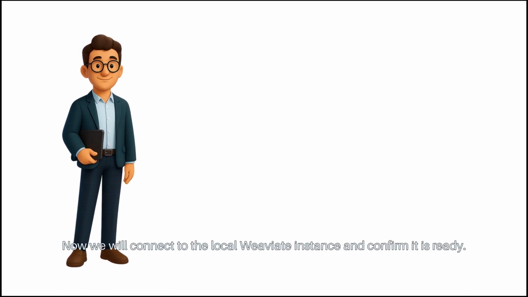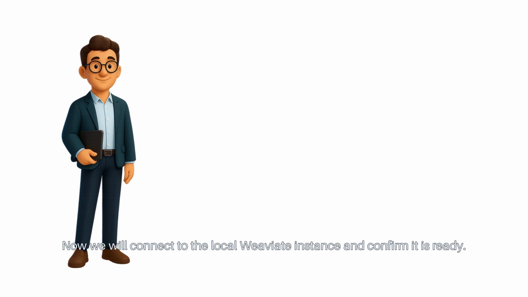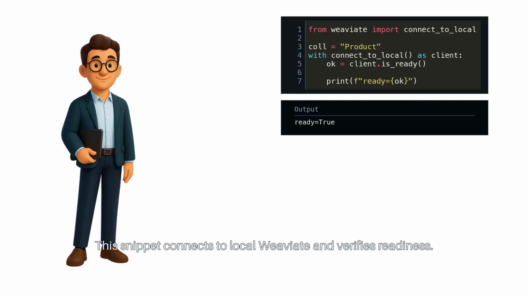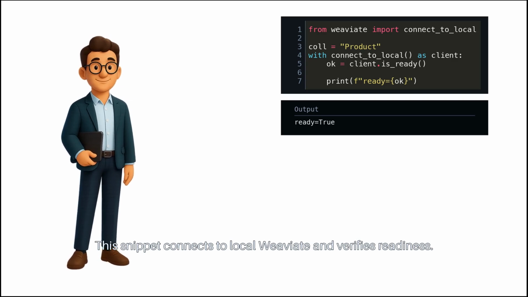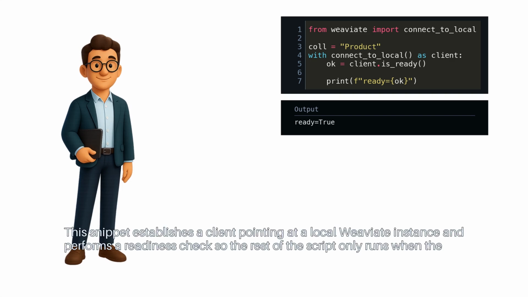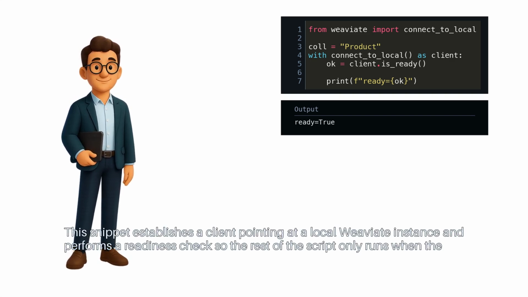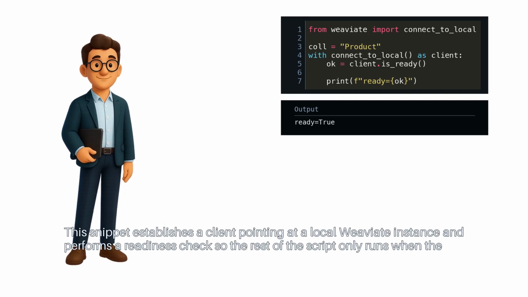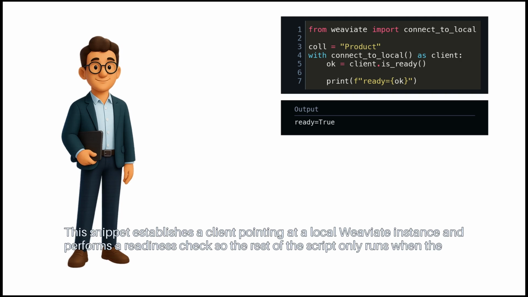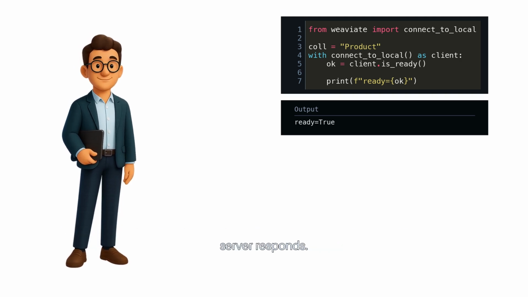Now we will connect to the local Weaviate instance and confirm it is ready. This snippet connects to local Weaviate and verifies readiness. This snippet establishes a client pointing at a local Weaviate instance and performs a readiness check, so the rest of the script only runs when the server responds.